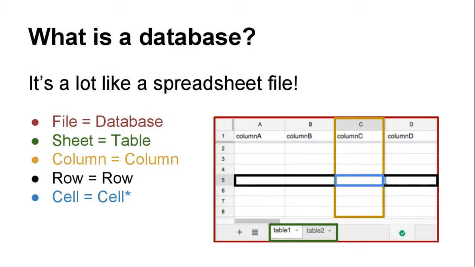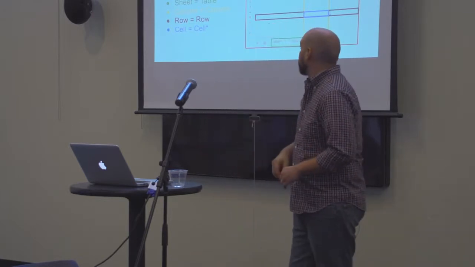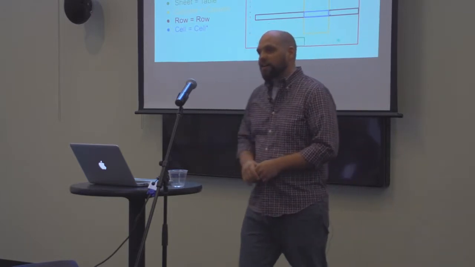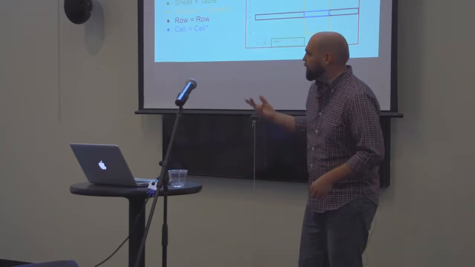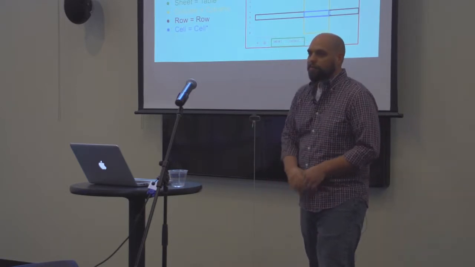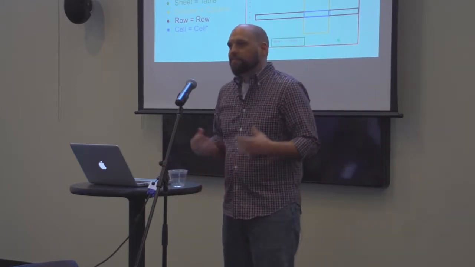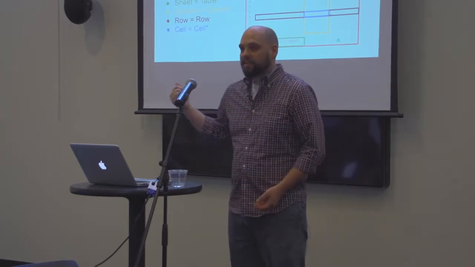So if you know what a spreadsheet is, you're really close to knowing what a database is. The whole file is the database itself. You have columns, you have rows, and depending on if you're in Google or Microsoft, the sheet or the workbook is like a table. And if you've never really thought about what a database is, this simple analogy can go a really long way.